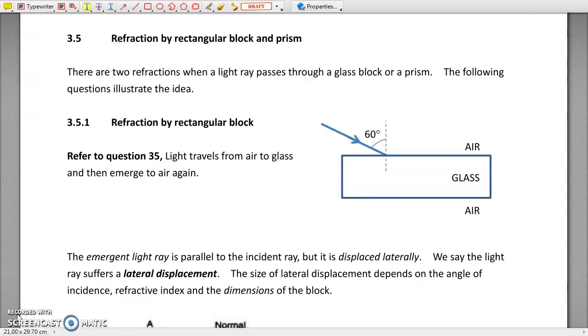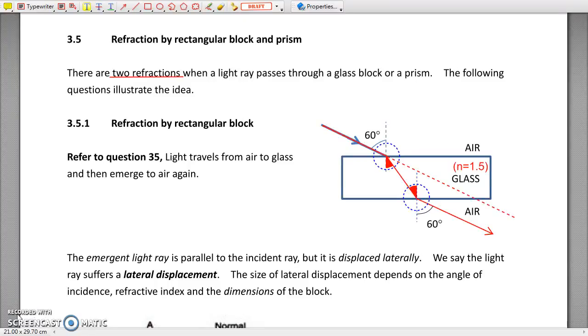3.5. Refraction by rectangular block and prism. In both cases, there are two refractions when the light ray passes through the rectangular block or prism. In question 35, we have seen how light ray pass through a rectangular block. The incident ray and the emergent ray are parallel, but it is laterally displaced. The lateral displacement increases with the angle of incidence, the refractive index, and the size of the block.